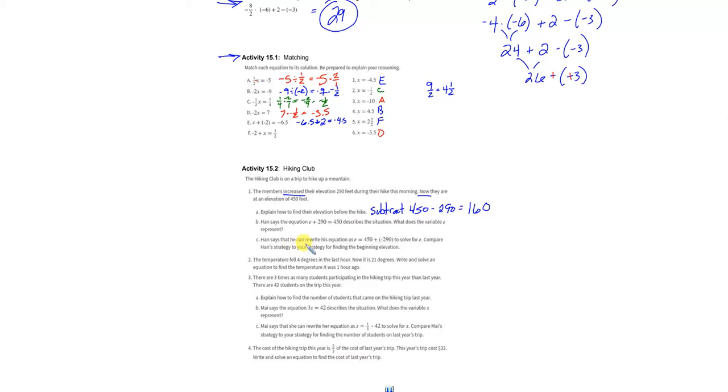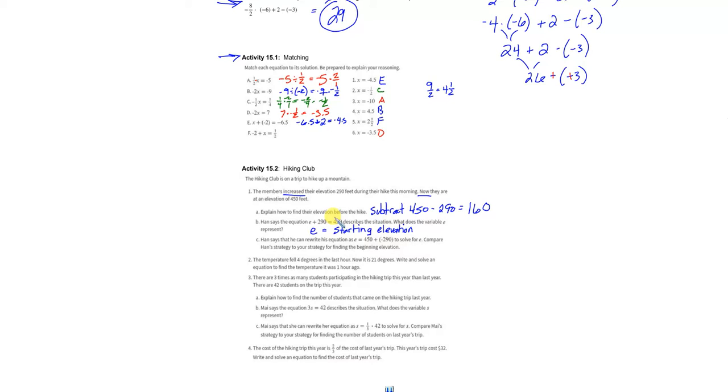Now Han thinks about this a little bit differently in part B. He says that the equation E plus 290 equals 450 describes this situation. What does the variable E represent? Well, Han's kind of telling a story. Like, I started somewhere and then I increased by 290 and I ended up here. He's telling the story in equation form. So really the E for him represents the starting elevation, which would be 160 that we found before. We could plug it in right there.